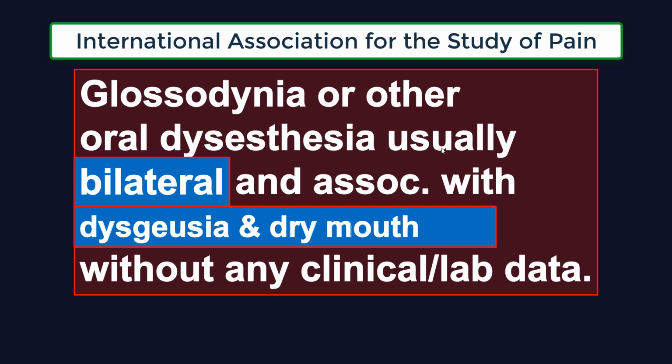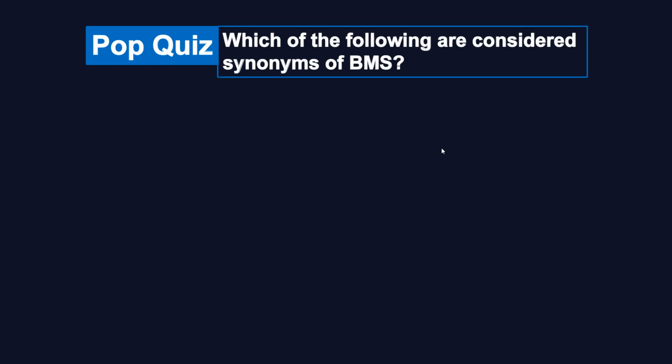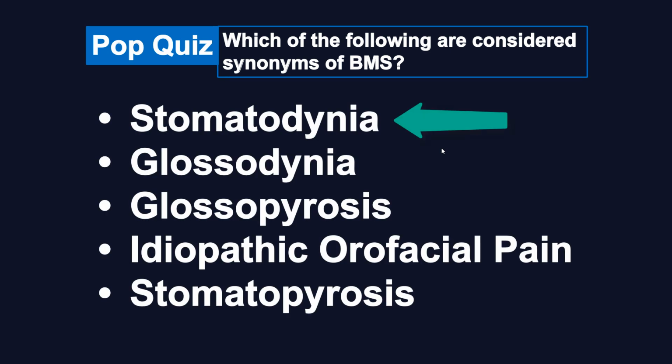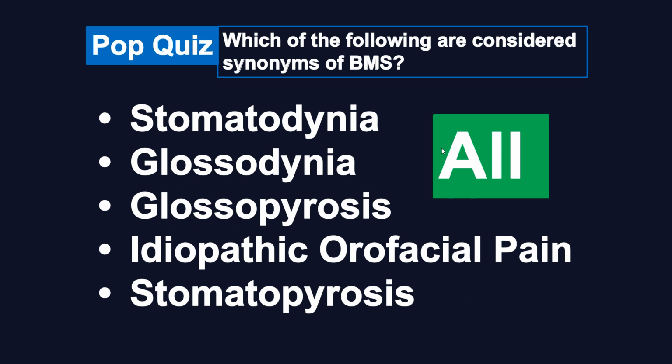About 2/3 of BMS patients will have the feeling of dysgeusia and or dry mouth, even though objective testing may not reveal anything significant. Now, let's have a pop quiz. Which of the following are considered synonyms of BMS? Well, here are your options: stomatodynia, glossodynia, glossopyrosis, idiopathic orofacial pain, and stomatopyrosis. Think about this for a bit. You can pause the video, but the answer is that all of them are synonyms of BMS.